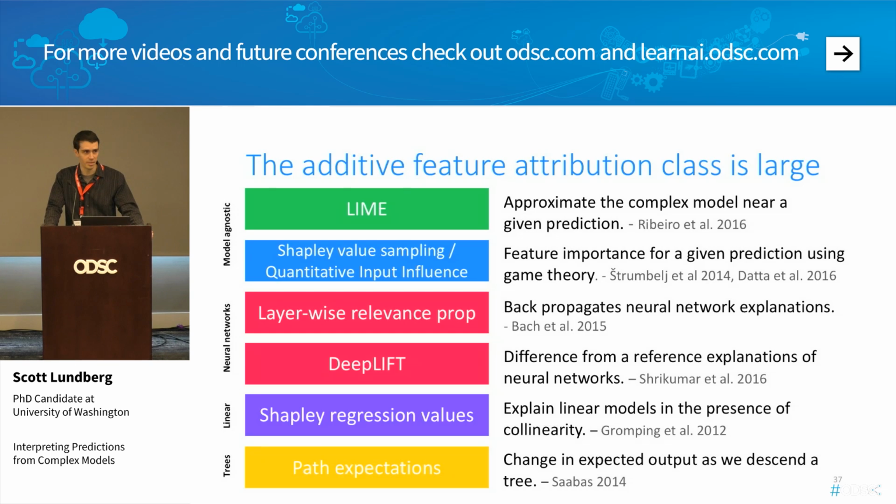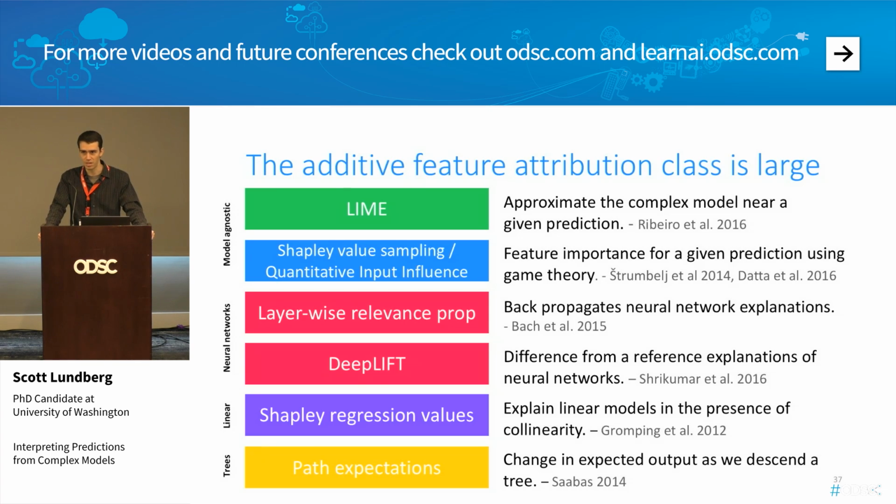You may be familiar with some of these methods. Some of them are model agnostic. Some of them target neural networks specifically. Some of them target tree ensemble methods specifically. Some of them are even targeted at linear models when you have lots of collinearity present in your data. Okay? LIME is a model agnostic method I talked about earlier. Shapley value sampling and quantitative input influence are methods that are based off of Shapley values from game theory. We'll talk more about them later.